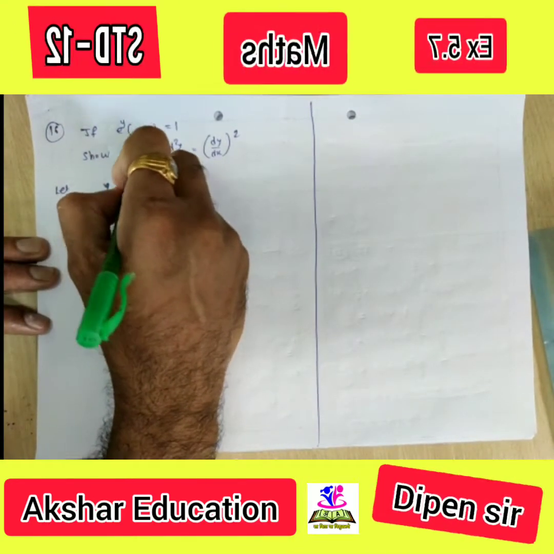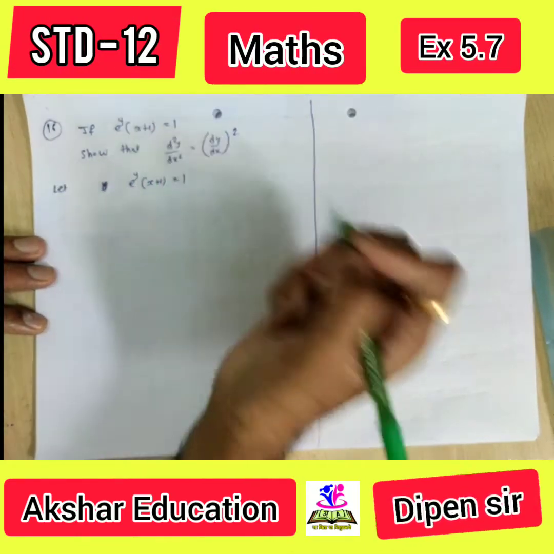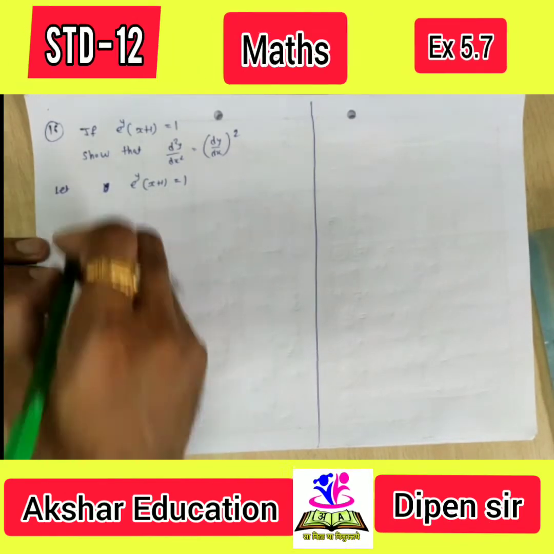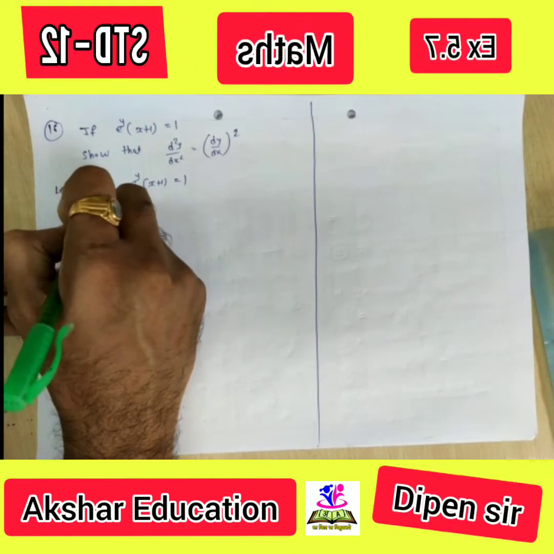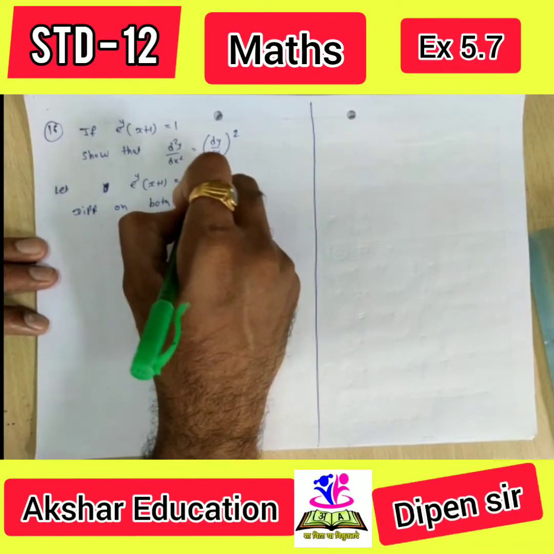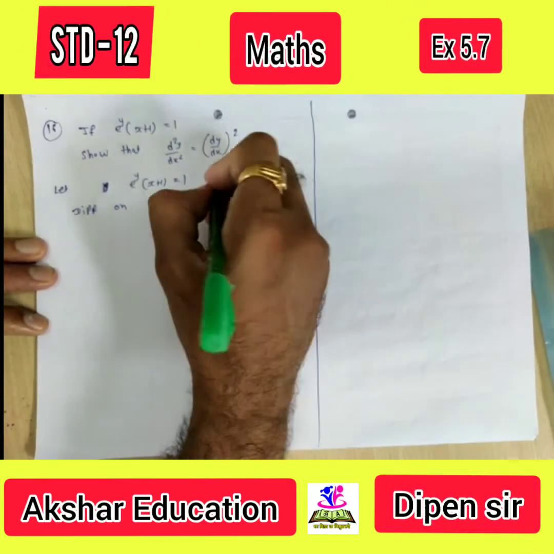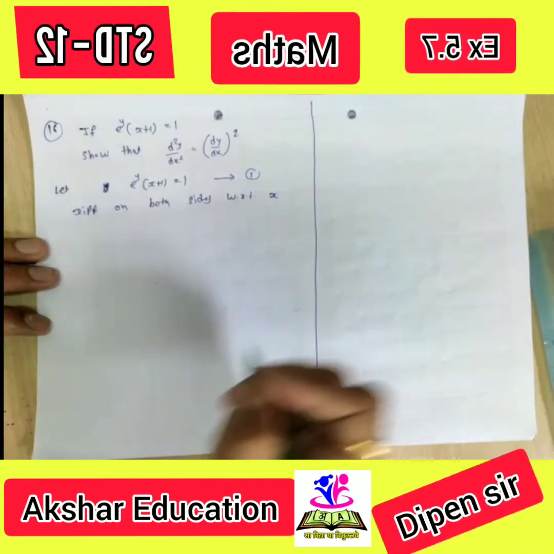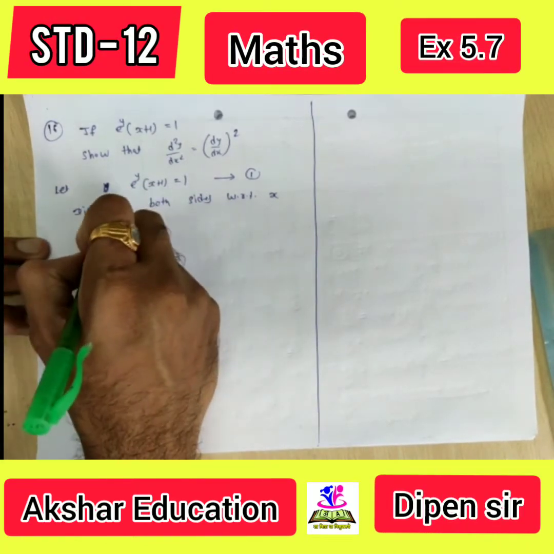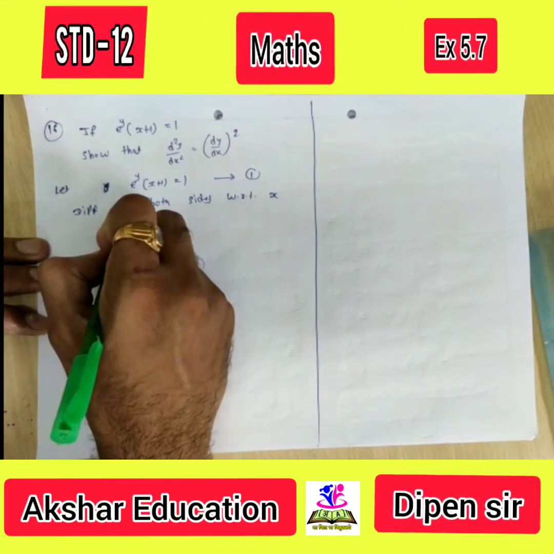Let the given equation be e raised to y into (x plus 1) equals 1. This is our given equation, result 1. Differentiate on both sides with respect to x. We get e raised to y into the differentiation of x plus 1, which is 1 plus 0.